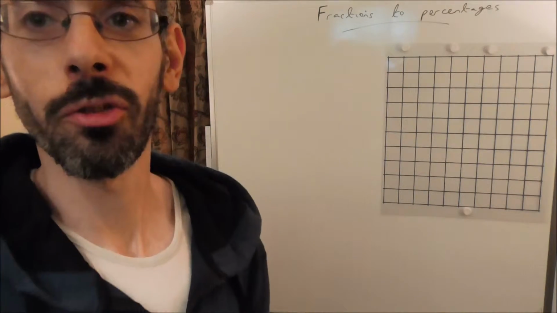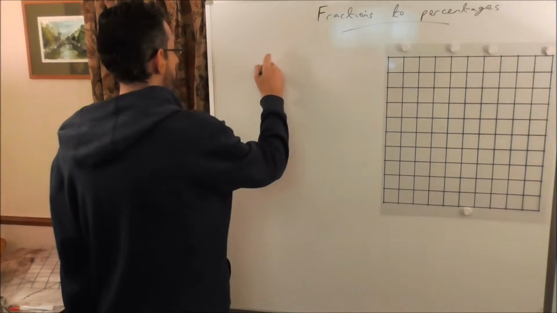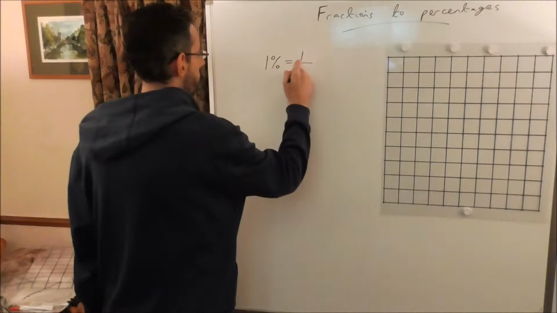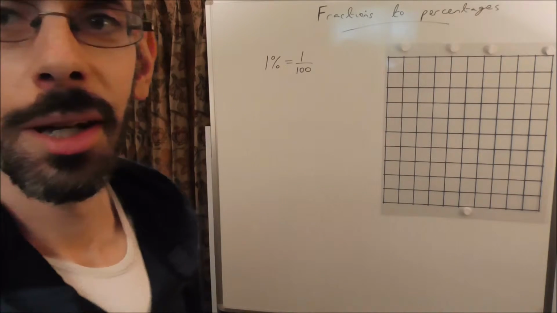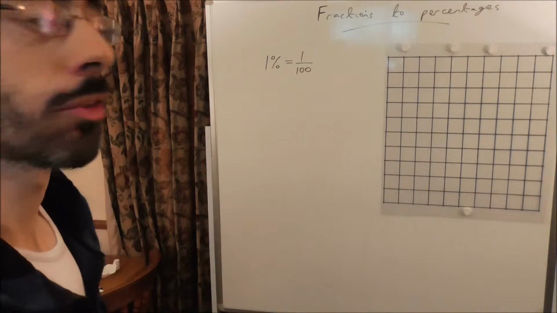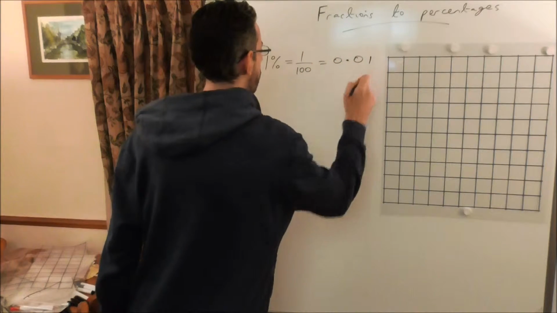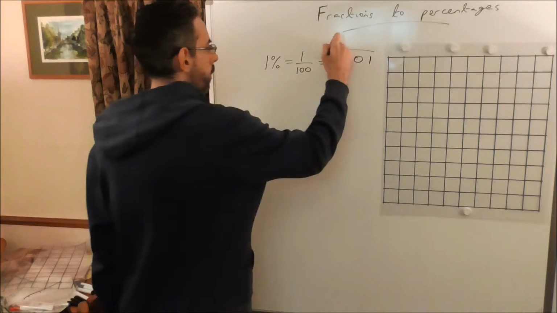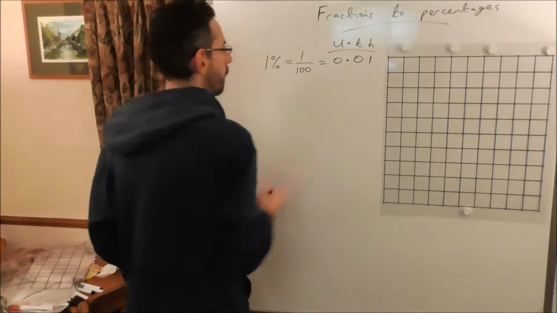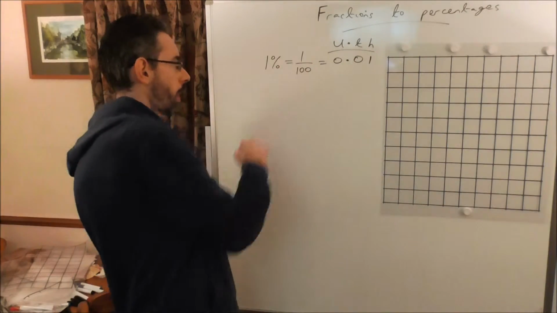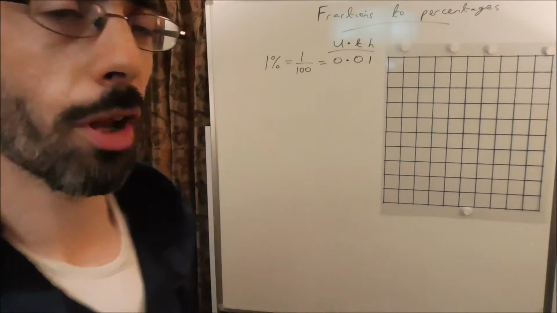So a percentage is basically just a fraction, but it's a fraction out of 100. So, for example, 1% just means 1 out of 100, or 1/100th. That's what 1% means. And as a decimal, it's just 0.01. Remember, you've got the units column here, then the tenths column after a decimal point, and then the hundredths column here. So 1/100th, to write that as a decimal, you just need to put a 1 in the hundredths column. So that's what it is as a decimal.